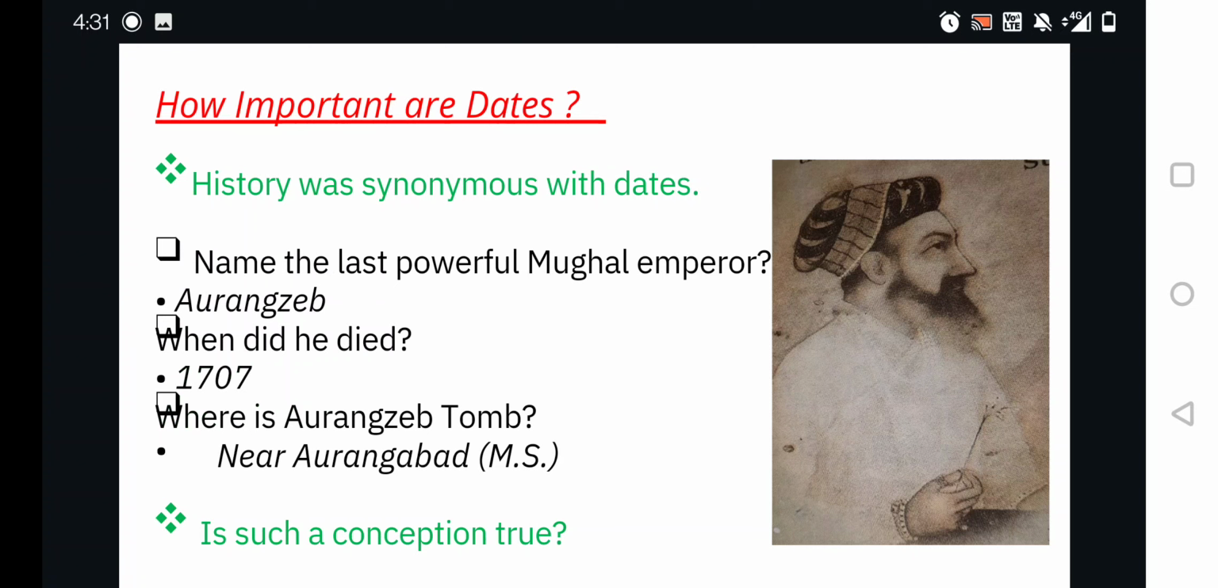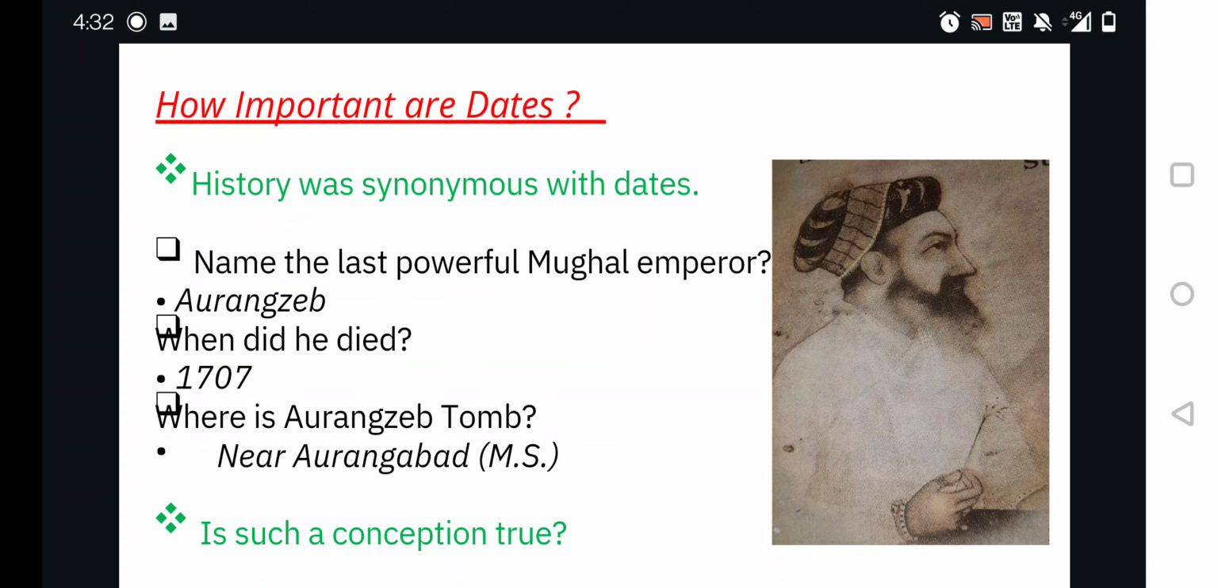Next we have how important are dates. From the beginning, all the students complain, ma'am, dates are very difficult to learn. But at the same time, dates are important in history. And which dates? The dates which are connected to some important event which changed things in the past. So those dates are going to be very important whenever you are learning history.